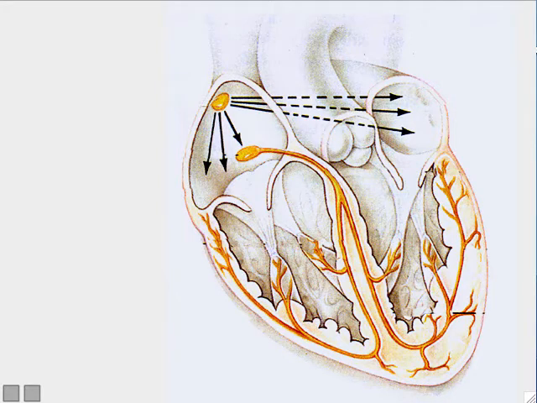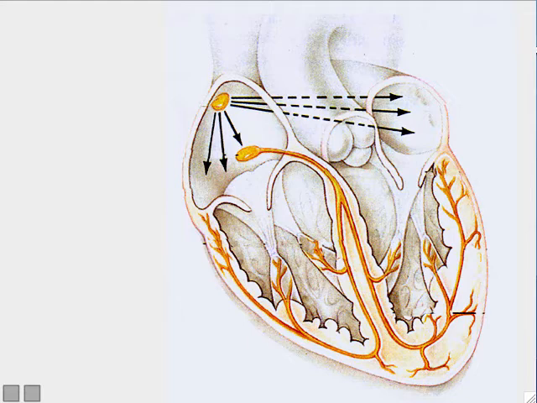So the point is that the electrical signaling from the SA node and the AV node and all the other conducting tissues has to be done in a coordinated, well-timed, well-regulated way. Damage to the nodes or to the other conducting tissues can cause those conducting tissues to make uncoordinated signals, which can cause chaotic and uncoordinated contractions in the heart.